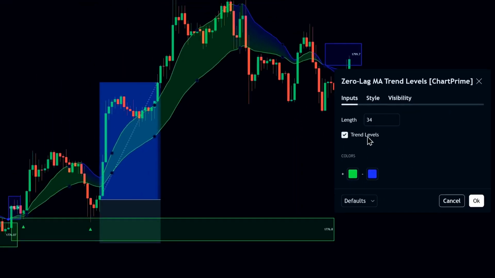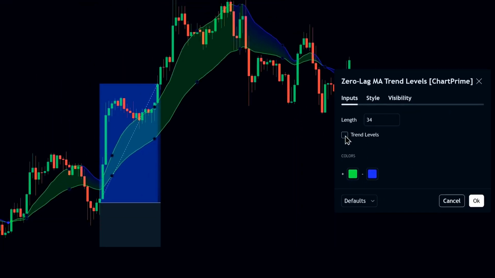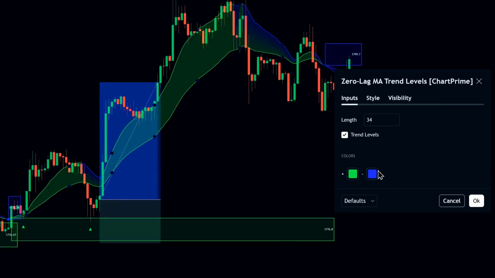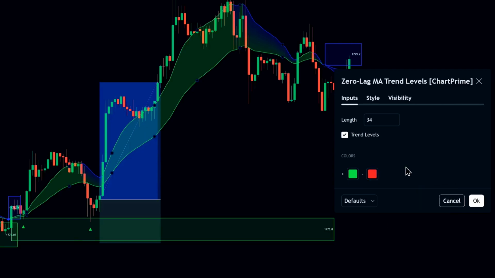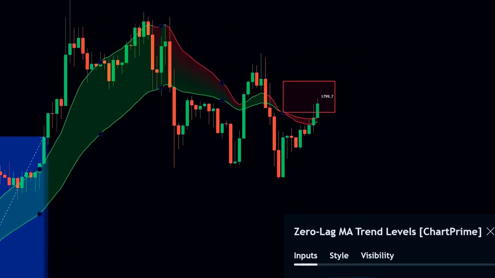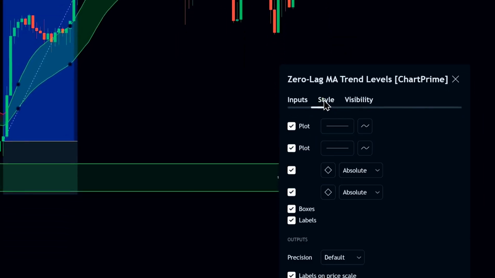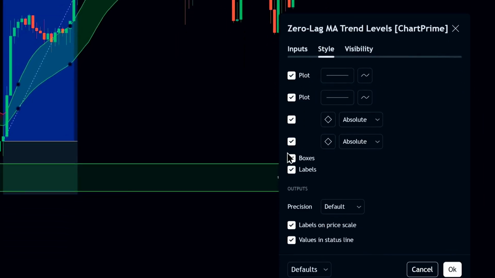Next, we have the trend levels option, which lets you toggle the trend level boxes on or off. Here, you can change the colors for bullish and bearish trends. Personally, I'm not a fan of the default blue, so I'll change it to red. With this, green will indicate bullish momentum and red will represent bearish momentum. The style tab gives you several options to toggle on or off. I'll disable the first two plot options. Once you've made your changes, click OK.